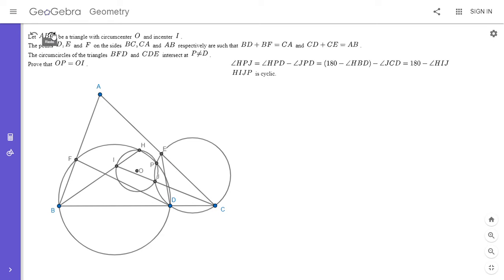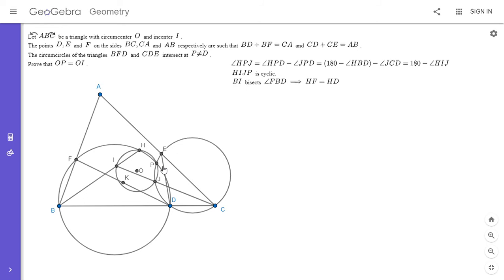So where do we go from here? Like I mentioned, H is the midpoint of arc FD because BI is an angle bisector. So HF has to equal HD, so I'm going to write that out. Since BI bisects the angle, HF is equal to HD.